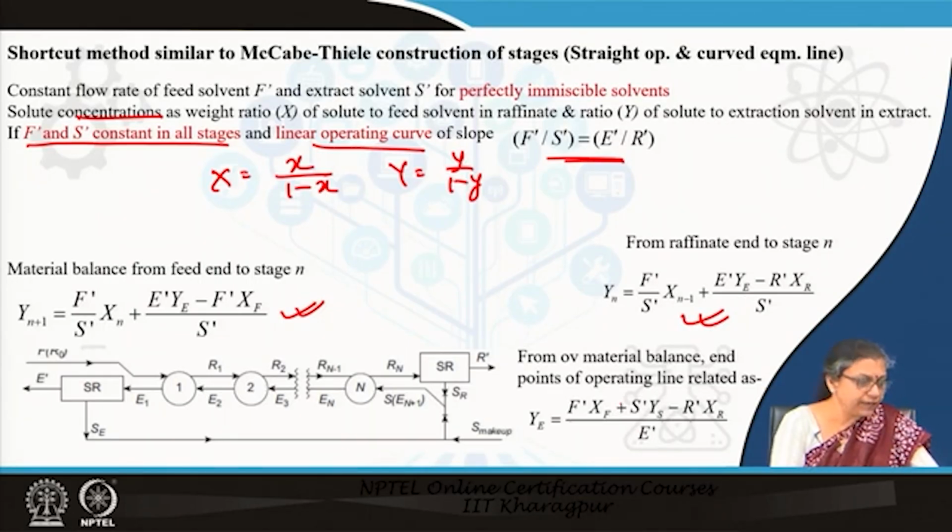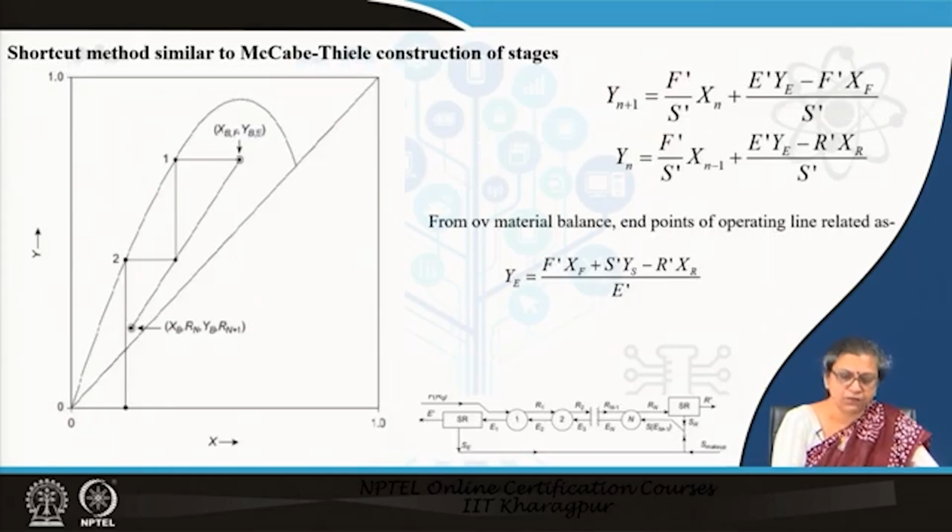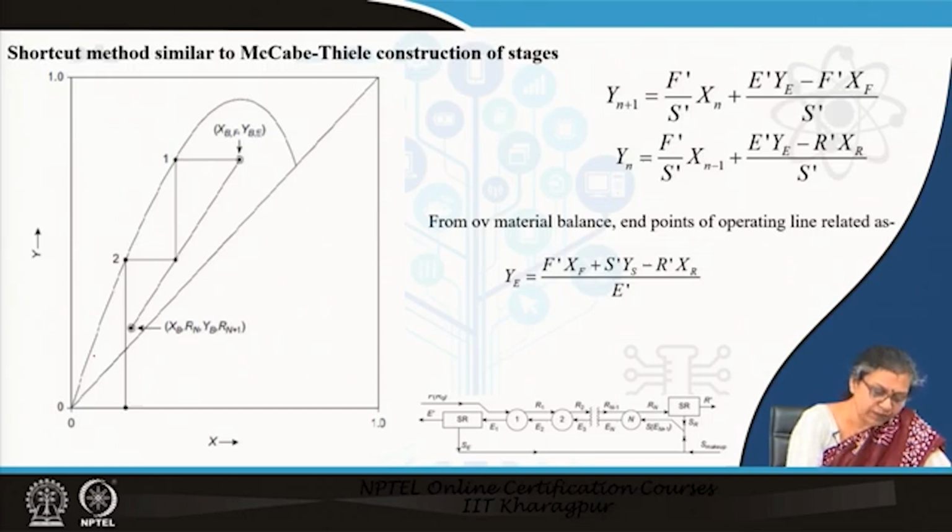So, therefore, under this particular condition we find that when the feed as well as the solvent are completely immiscible with one another, and when you are expressing the operating line in terms of weight ratios or mole ratios, whatever is convenient for you, we get a linear operating line and a curved equilibrium line.